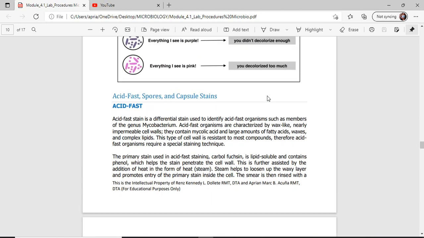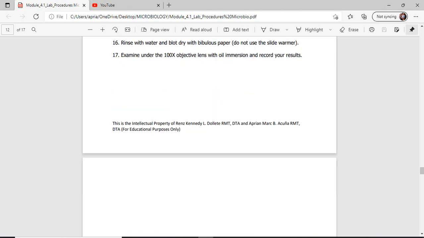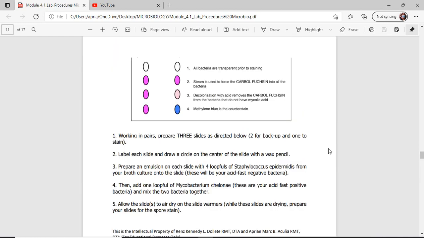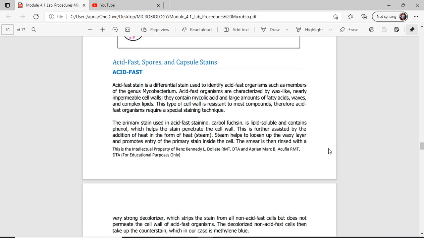Your acid-fast staining, or AFS. This is used after you have your spore stain and also capsule stains. Acid-fast stain is a differential stain used to identify acid-fast organisms such as members of the genus Mycobacterium. Acid-fast organisms are characterized by wax-like, nearly impermeable cell walls. They contain mycolic acid and a large amount of fatty acids.